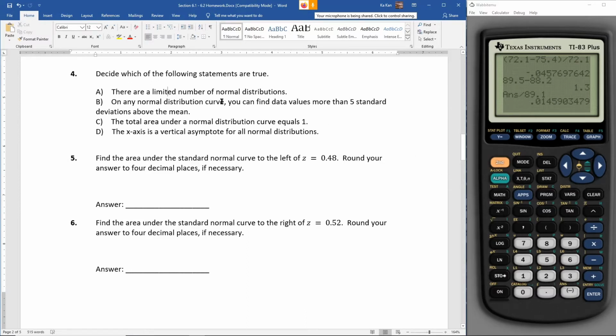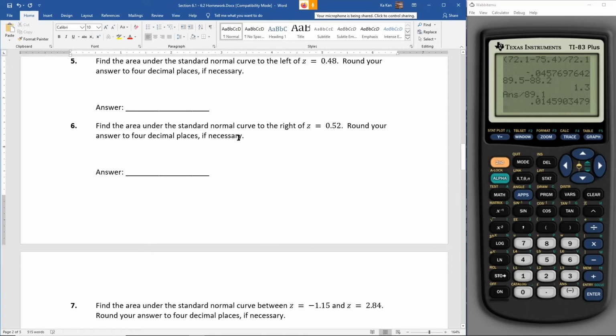On any normal distribution curve, you can find data values more than 5. Yeah, I mean, it's possible. You can find data that is way above and way below. It's just not likely to happen, but it's a possibility. The total area underneath equals 1. It has to happen. A probability distribution has to equal 1 because it'll be 100%, right? Anything above or below is not going to happen. The x-axis is a vertical asymptote for all normal distributions. Now, for those who haven't taken college algebra, a vertical asymptote is just a fancy way to say a line that goes from the top to the bottom which you cannot touch. That is not true in this case. The x-axis is like a horizontal asymptote. So this one is a little bit tricky, right? So this is it. And it's not very important. This is really the key one.